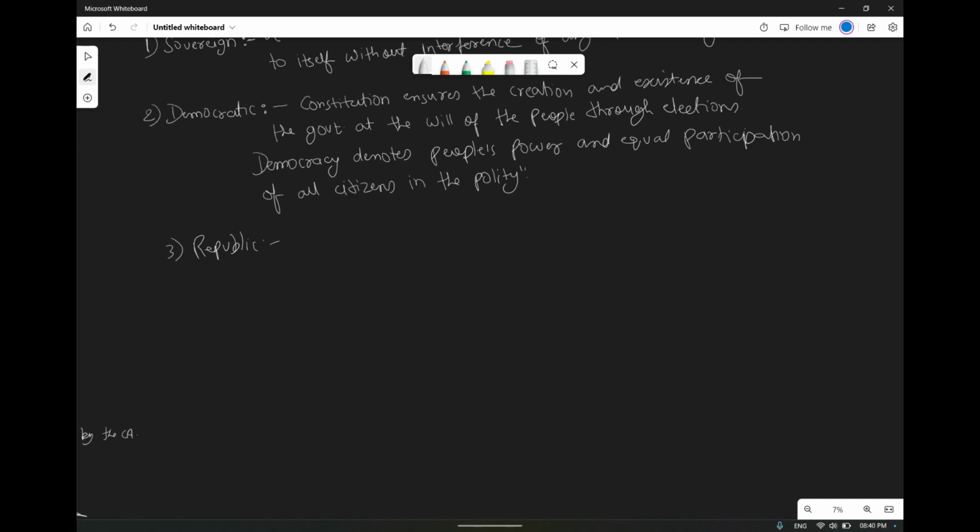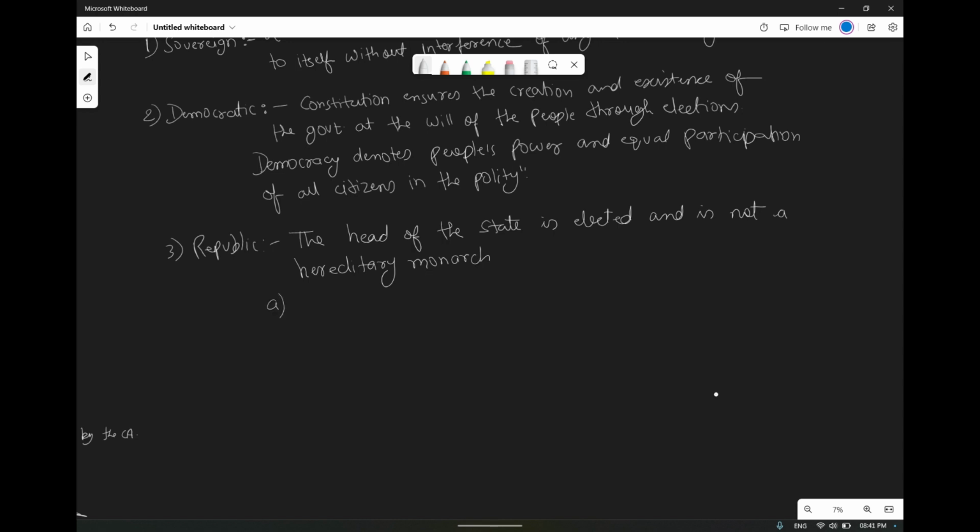What do you understand by republic? The head of the state is elected and is not a hereditary monarch. That is meant by the republic. The head of the state is elected and is not a hereditary monarch.